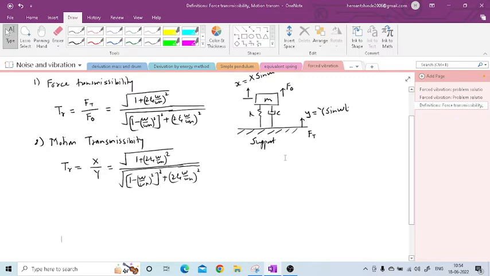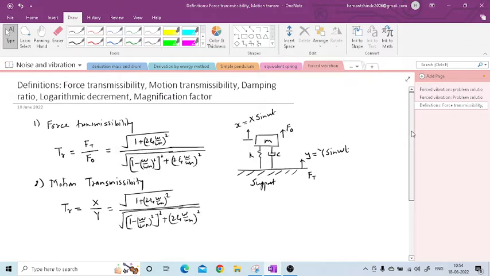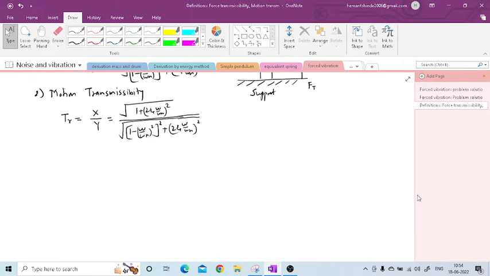Now we'll see the third term. The third term is the damping ratio. See, this damping ratio was first introduced in the vibration, in the derivation of, in which derivation?